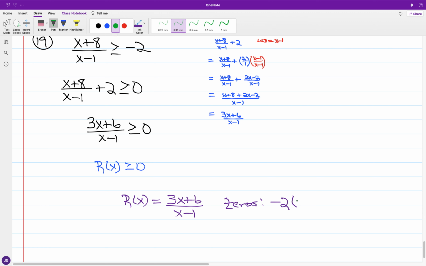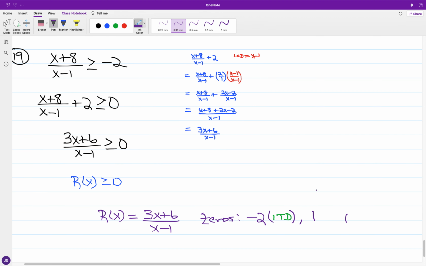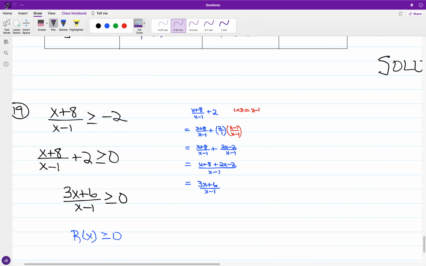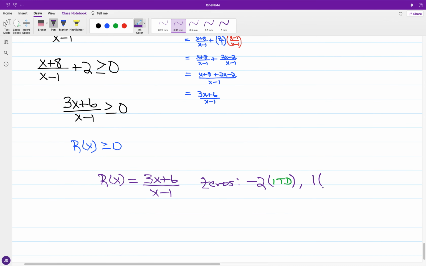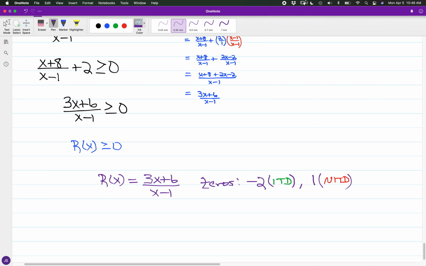And this one is going to be in the domain. And with x minus 1, we have x is equal to 1. And since x minus 1 is in the denominator, the 0 value of 1 is not in the domain. Okay. And we'll be discussing the setup on this one.